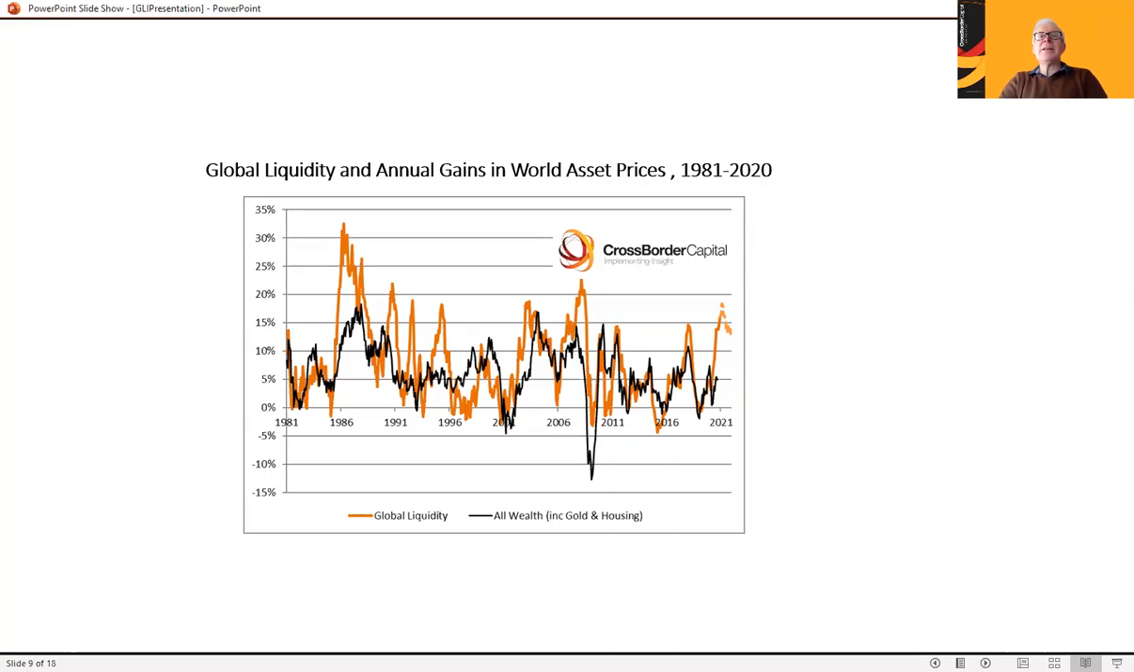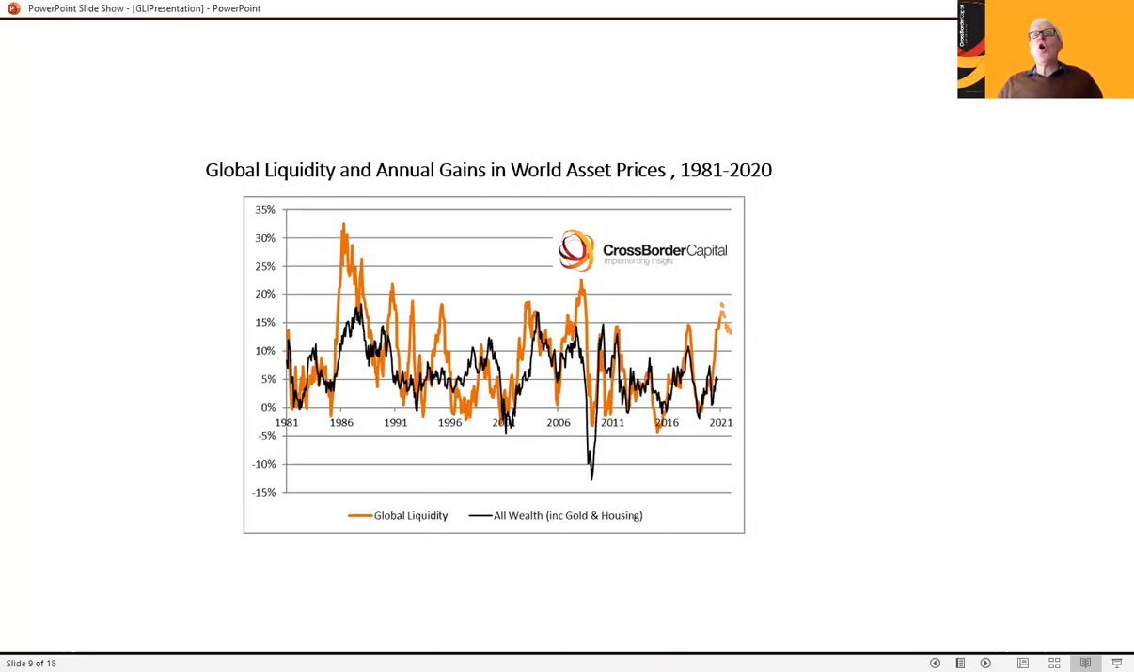The black line is the value of all wealth worldwide. It is basically a database that includes something like 250 trillion of financial assets, plus precious metals, plus the residential housing stock worldwide, which we took from the BIS, Bank for International Settlements, database on housing data, and that's been included. And what you see is a very close correlation between the two series.